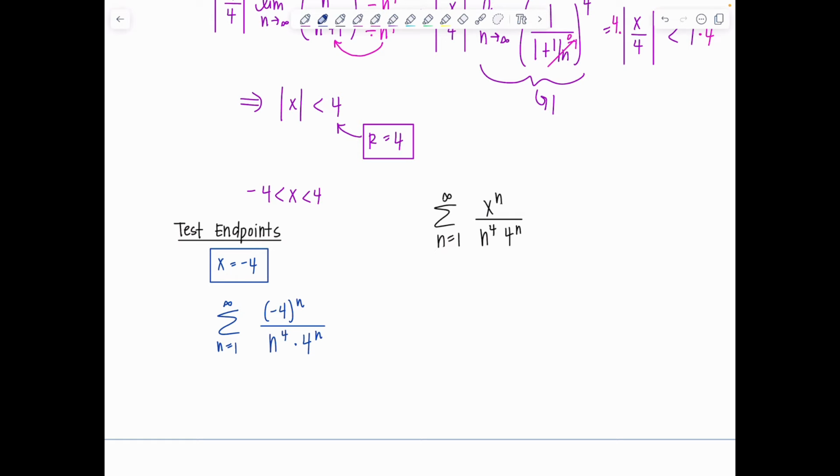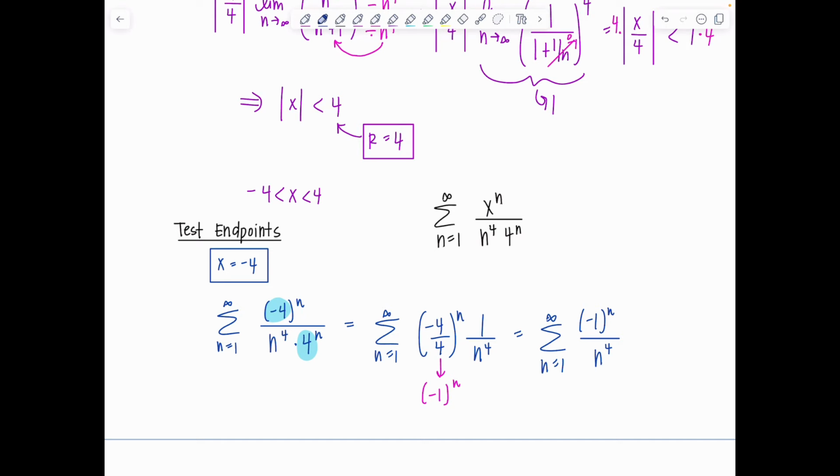Okay, let's see here. Now, both -4 and 4 are being raised to the n. So I can rewrite this actually as the sum, n equals 1 to infinity, -4 over 4, put them together to the n, times 1 over n to the 4th. And then look, this is just going to give me -1 to the n. So I can rewrite this as the sum, n equals 1 to infinity, -1 to the n over n to the 4th.